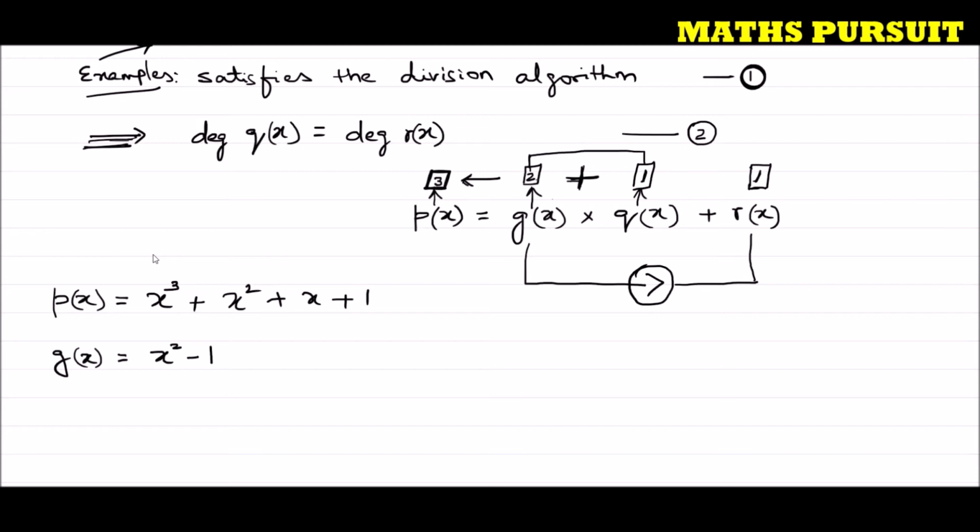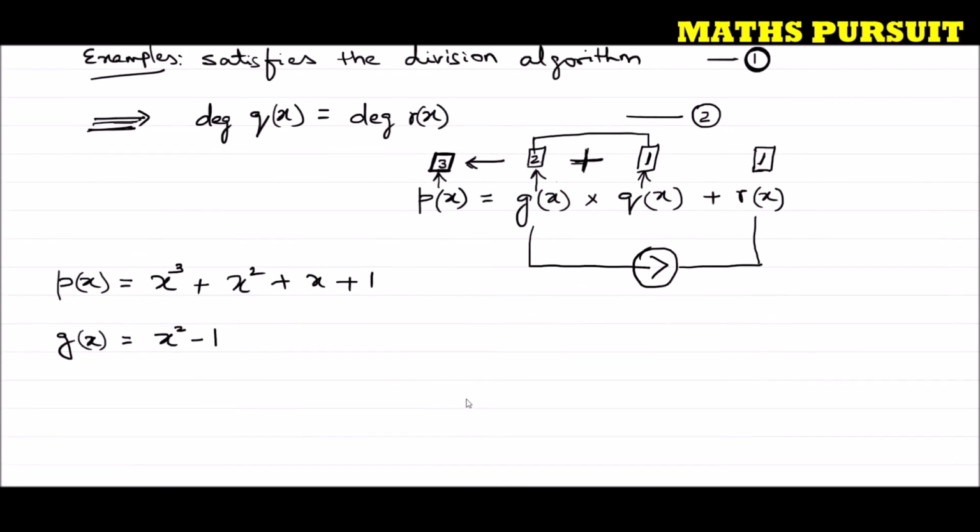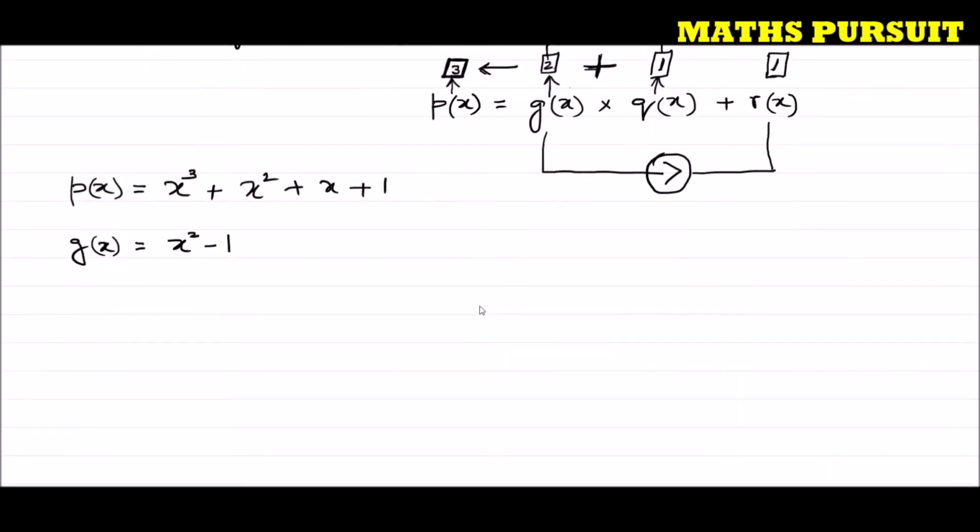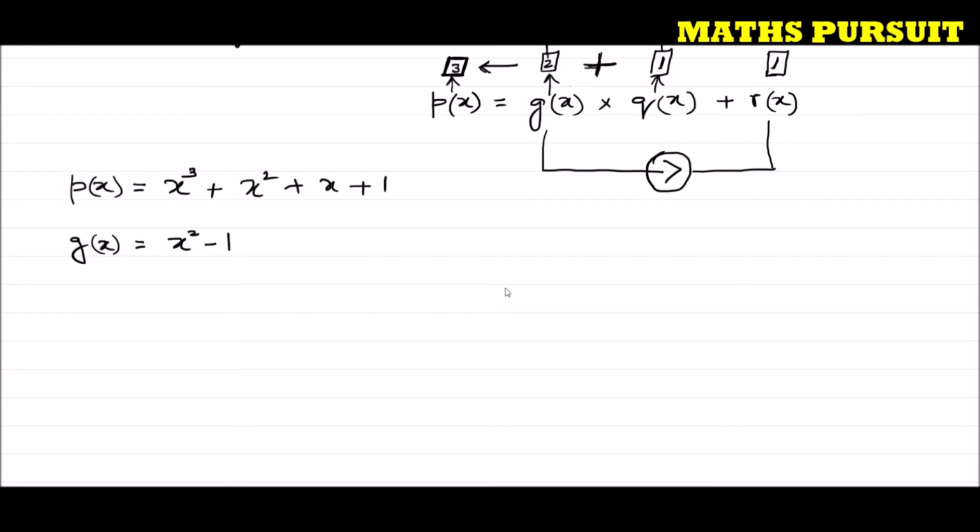Now keeping these things in mind, let us divide this polynomial with x to the power 2 minus 1 and see what quotient and what remainder we are getting. Now I'm going to divide px with gx. So x to the power 3 plus x to the power 2 plus x plus 1, the polynomial that we have considered as an example, I'm going to divide with x to the power 2 minus 1, which we also considered as an example. Now we have x to the power 2 minus 1 as the divisor, and x to the power 3 plus x to the power 2 plus x plus 1 as our dividend.